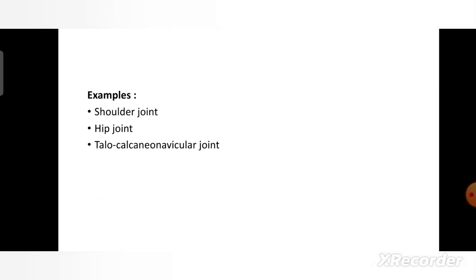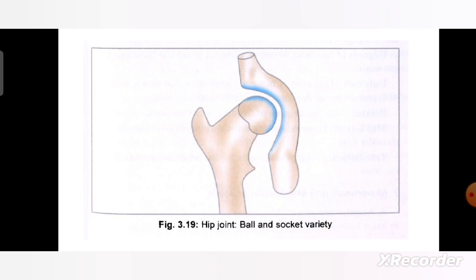Examples are shoulder joint, hip joint, talocalcaneonavicular joint. This is an example of the ball and socket joint, that is the hip joint. It is the head of the femur and the acetabulum of the pelvic bone.